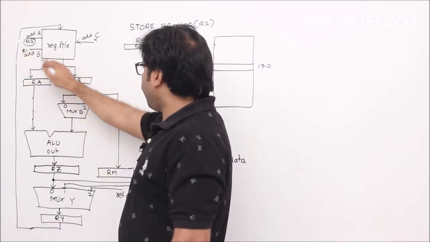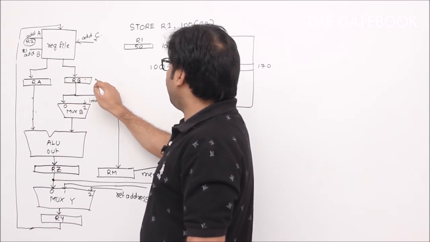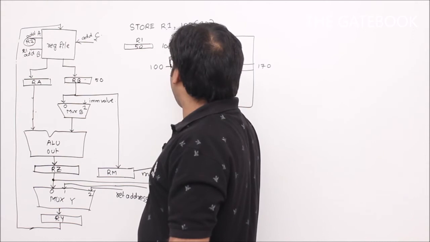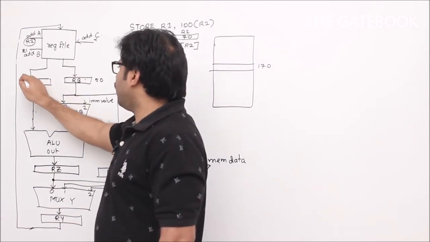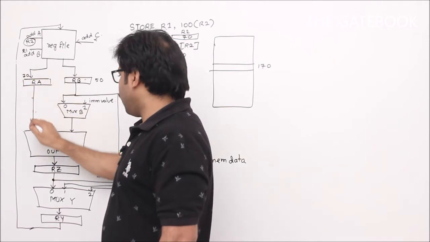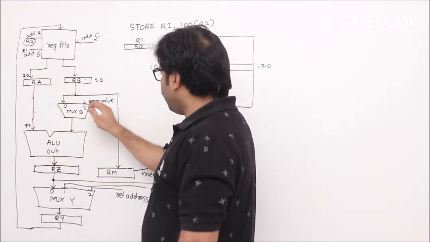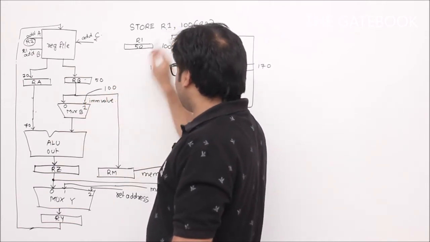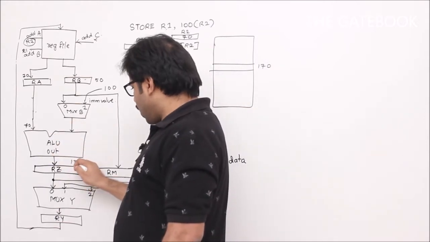When you do that, what is going to happen? The content of R1 will be passed here, which is 50. 50 will come here. Second thing, 100 plus R2. What is R2? The content of R2 is 70. 70 will be passed here. So slowly 70 will come here. So 70 is a must. Now here the immediate value will be taken. The immediate value is 100, correct? So that 100 will be taken and 100 plus 70 will be added and you get 170.